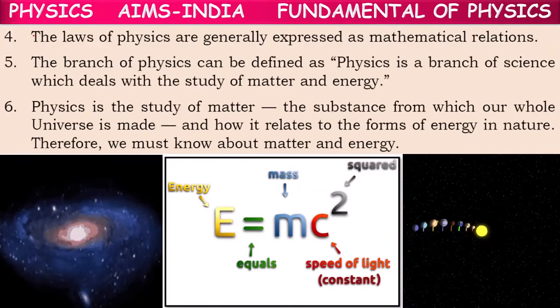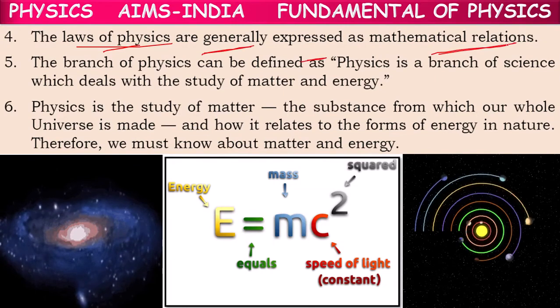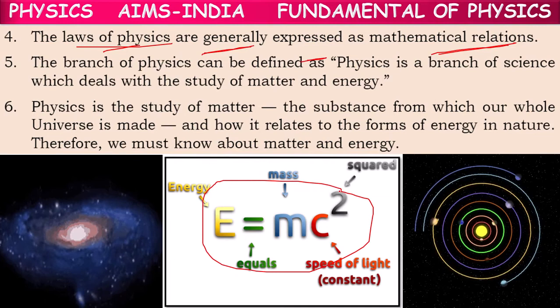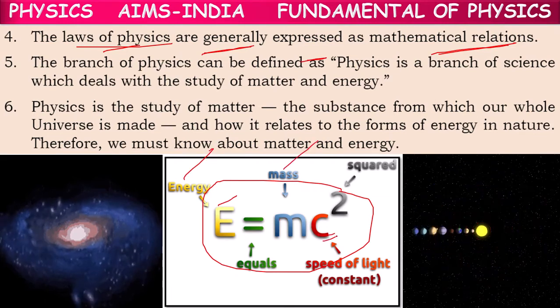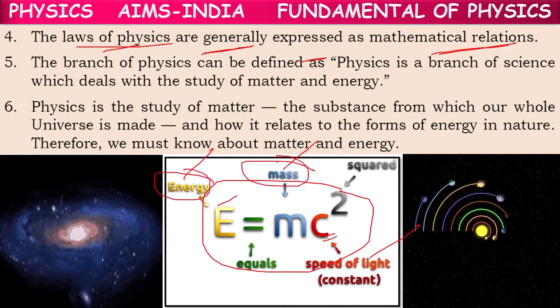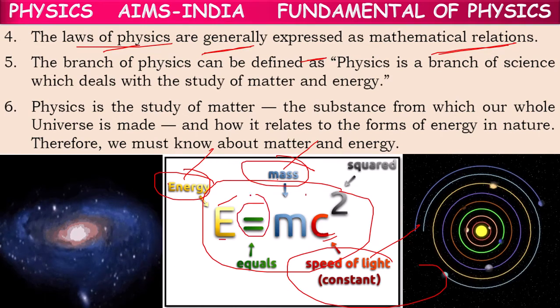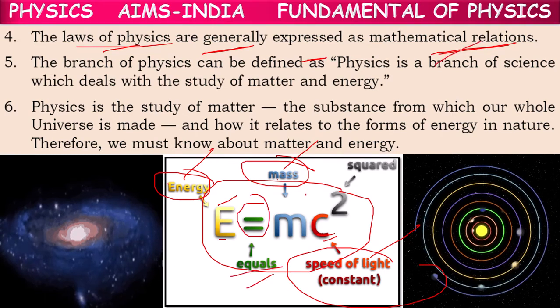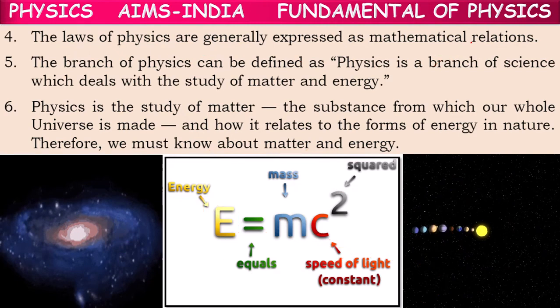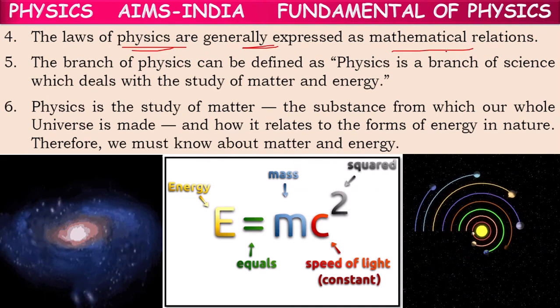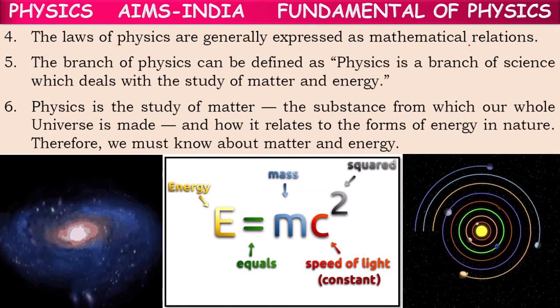Okay, next. The laws of physics are generally expressed as mathematical relations, like E equal to mc square, where E is energy, m is mass, c is speed of light. These physical quantities are combined with the help of an equality sign like a mathematical relation. So the laws of physics are generally expressed using mathematical relations.